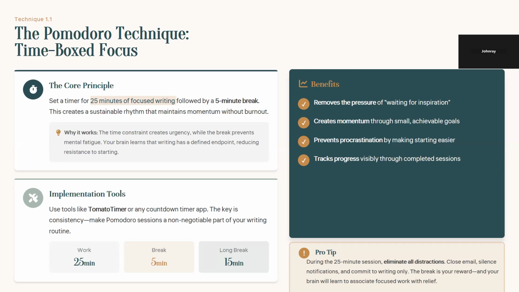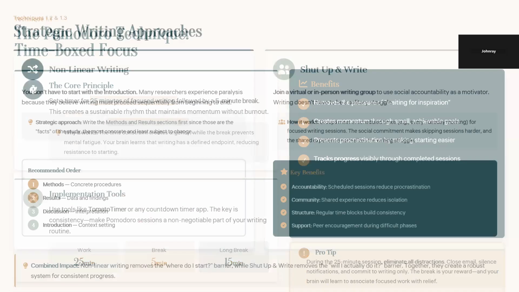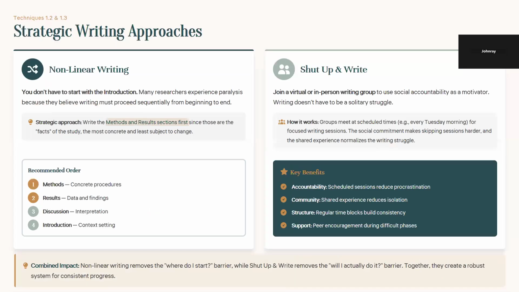Yeah, so that's the first thing. Time box focus. You box yourself in a time to say, I have to focus on this for 25 minutes and put something down. Very important. Any questions so far? But before that, let me share the last thing before we go on with this technique, the strategy of writing. Okay, so the next thing is the writing approach.